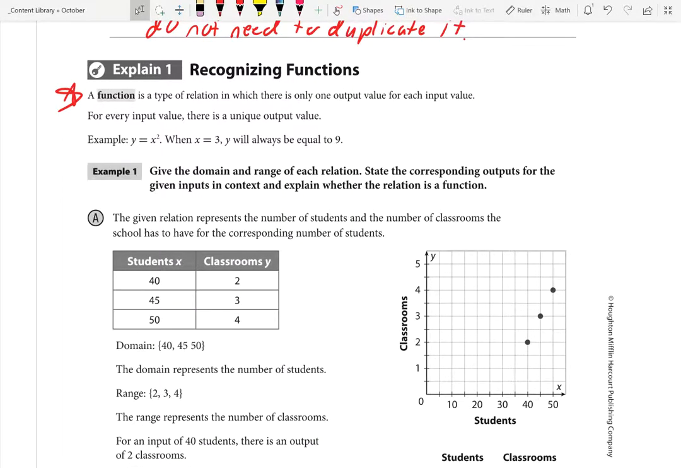All right, for each input value, there's a unique output. Y equals x squared. When x equals 3, y will always be equal to 9. So basically, when you plug a number in, you're not going to get 2 different answers out. You only get 1 answer out. That's the idea of how a function works. It's not going to be a function if you plug in a number and you get 2 different answers.